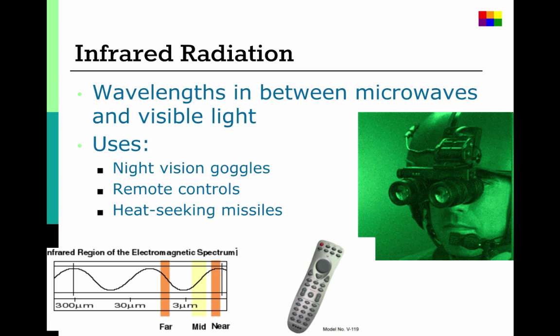This is also what they use for heat-seeking missiles. When they say we're going to paint the target, they don't actually go out with a can of paint. They shine an infrared beam on it that cannot be seen by the naked eye, and this is what the heat-seeking missile will find. Thermal imaging is also another use of infrared radiation.